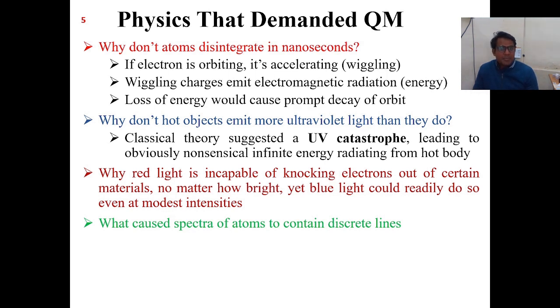Another one is why red light is incapable of knocking electrons out of a certain material, no matter how bright it is, yet blue light could readily do so at modest intensity. That is the photoelectric effect. It means high frequency radiation is capable of releasing electrons from the metallic surface, while low frequency radiation was not. Although at that time people did not have the concept that frequency can be treated as energy, so they were not capable of understanding why red color is not capable of releasing electrons from the metallic surface, while blue color is.